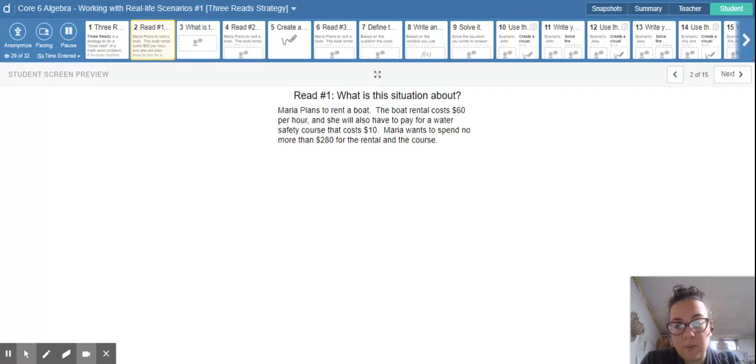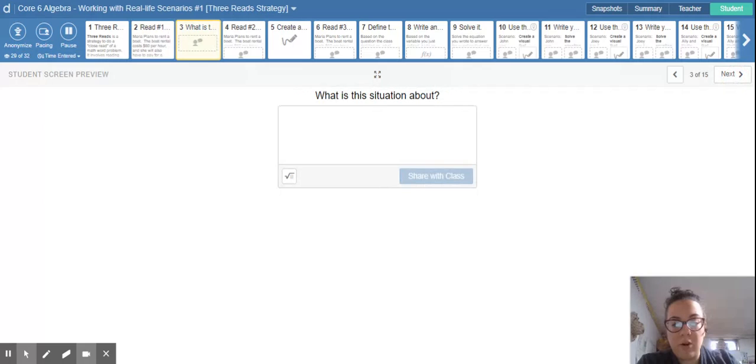So first, when we do our first read, we want to know just quickly what is the situation about. So Maria plans to rent a boat. The boat rental costs $60 per hour, and she will also have to pay for a water safety course that costs $10. Maria wants to spend no more than $280 for the rental and the course. So first, I read a quick blurb about what it was about.